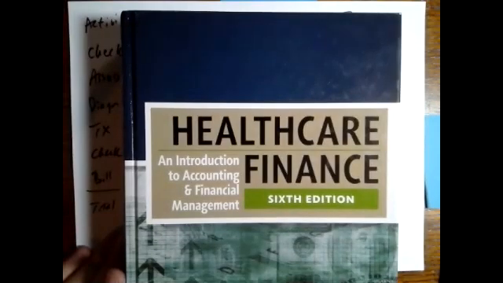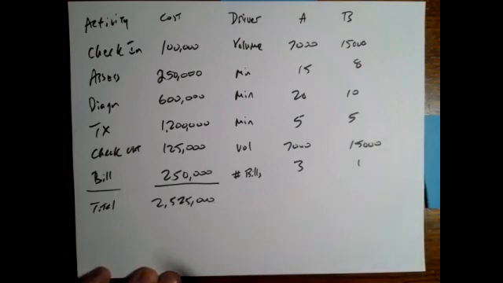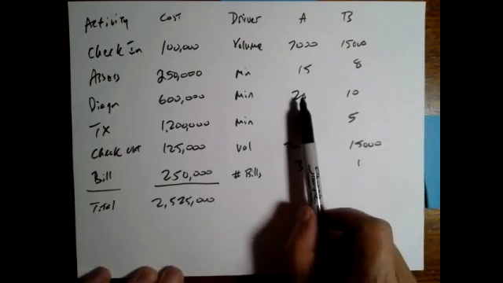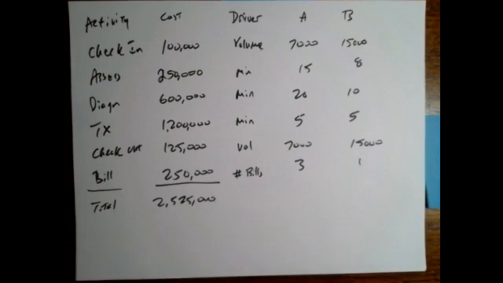This video will work through problem 7.9 from Gapenski's Healthcare Finance, 6th edition. In problem 7.9, we're given a primary care practice that has two services, an A and a B. The practice has total costs of $2.525 million, and we are going to be asked first to use ABC to determine the allocation rate for each activity, then to determine the cost per visit for each service type. So let's start by looking at this.